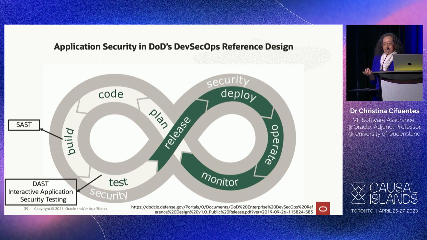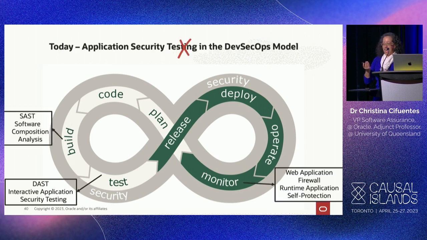But you can clearly see that there are big gaps here because this is not covering the whole of the DevOps model, right? And really, we should be removing the whole testing concept from application security testing, because we need to be doing application security at all levels, right? It's not a testing type of thing.